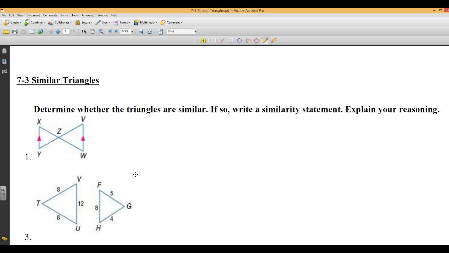So on number 1, since these two lines are parallel, we know that our alternate interior angles here are congruent and our alternate interior angles there are congruent. Therefore, we have two angles of one triangle congruent to two angles of another triangle, and the triangles would be similar by angle-angle similarity.